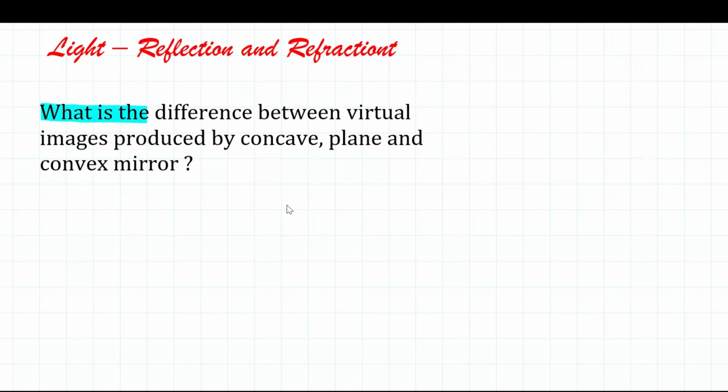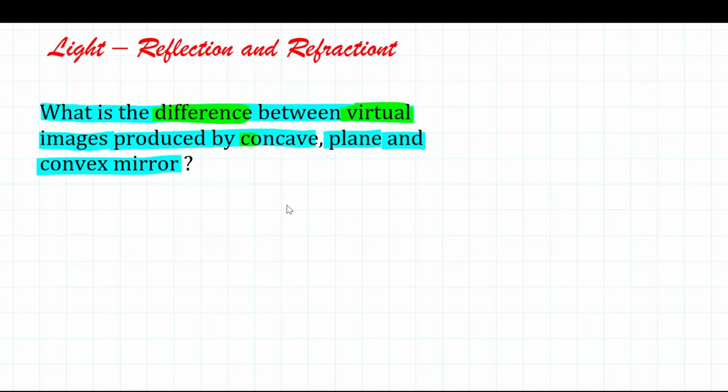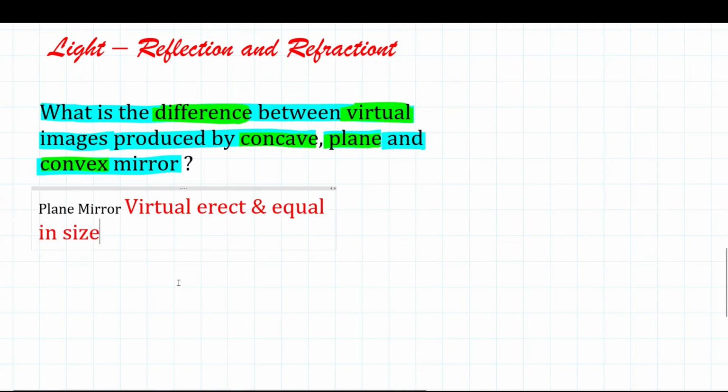And the next question says, what is the difference between the virtual images produced by a concave, plane, and convex mirror? So we have to find a difference, and here the difference is only in the case of a virtual image, not all images produced by concave, plane, and convex mirrors. I can begin with a plane mirror. Let's write the characteristics. In the case of a plane mirror, the image formed is virtual, erect, and equal in size.